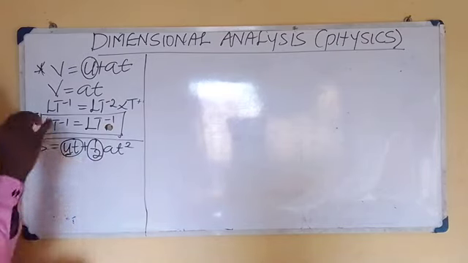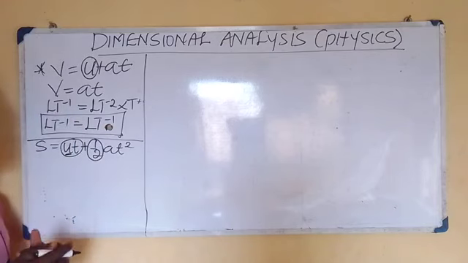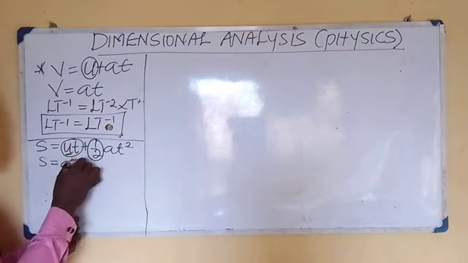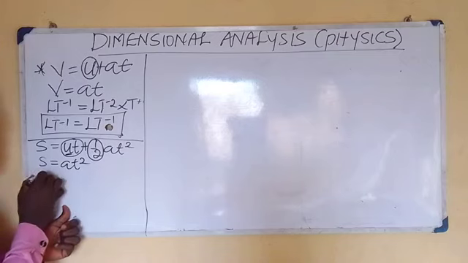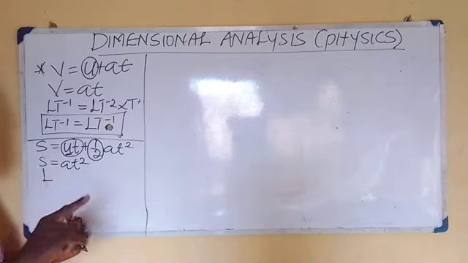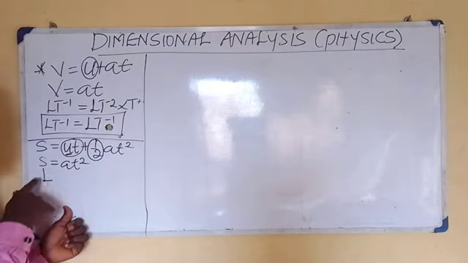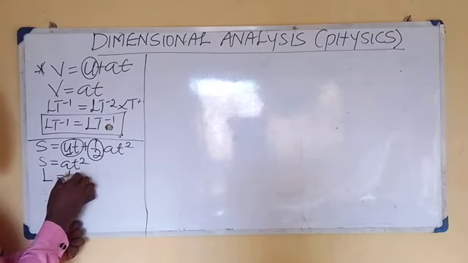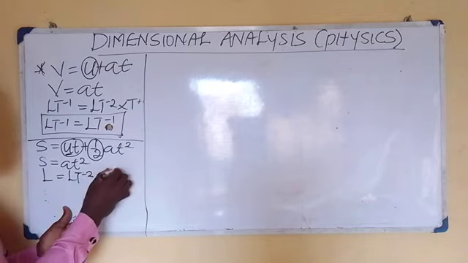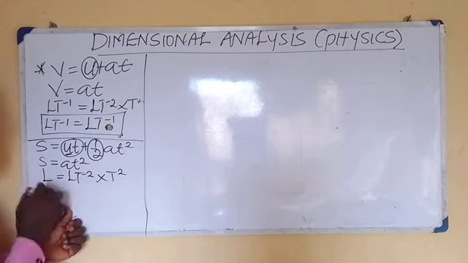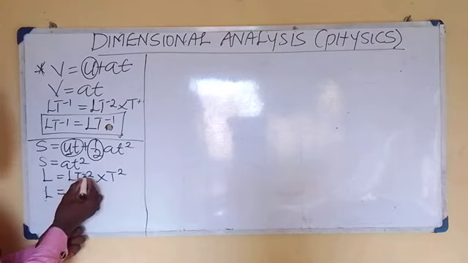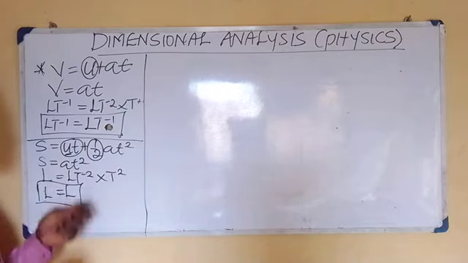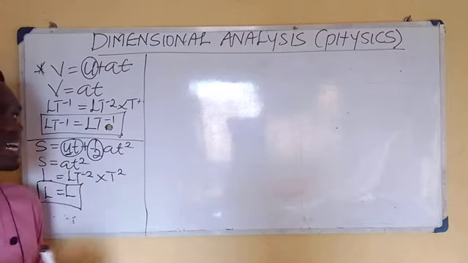But once you are given X, they will tell you that X stands for distance. So S equals at squared. Very easy. S is distance, L. We are using S; don't forget we are discussing dimension. So S is length, that is distance. Acceleration is LT minus 2, times T raised to 2. So I have L equals T minus 2 plus 2, which is nothing. So I have L. So L equals L. It means that the second equation of motion is dimensionally correct.